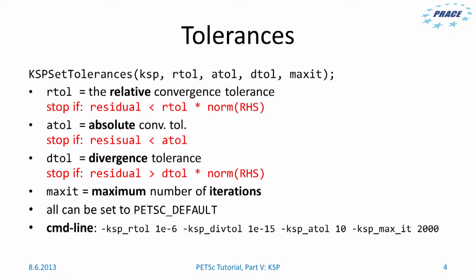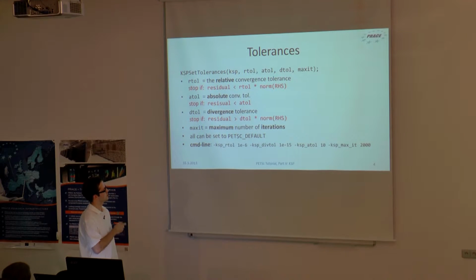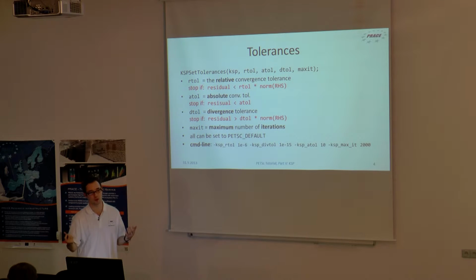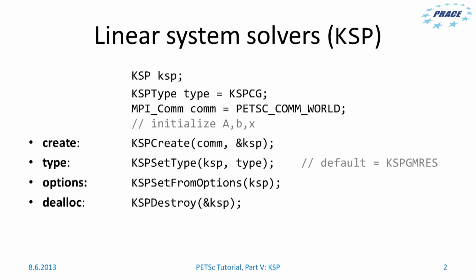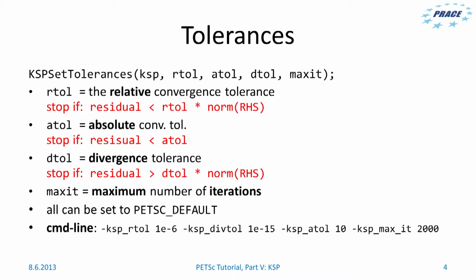You can also modify the default tolerances of KSP using KSPSetTolerances. You define your stopping criteria like this. Each of these arguments can also be set to PETSC_DEFAULT, which stands for some reasonable PETSc default, like, for example, in case of maximum number of iterations, it is 10,000. If you are calling KSPSetFromOptions, you can also set these tolerances from the command line using these options.